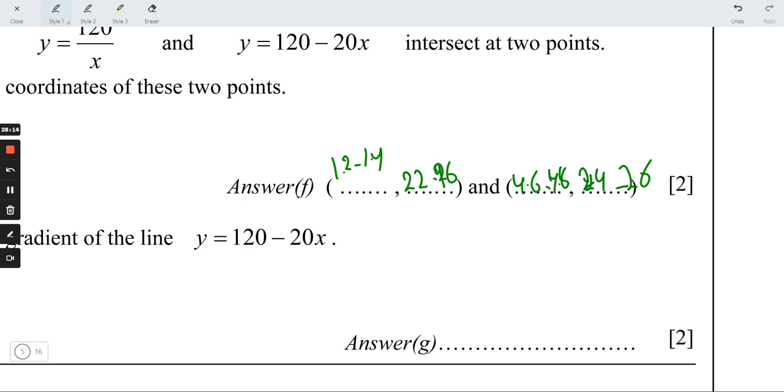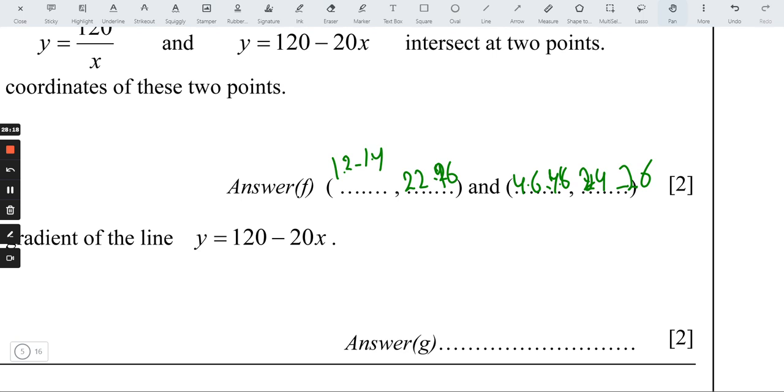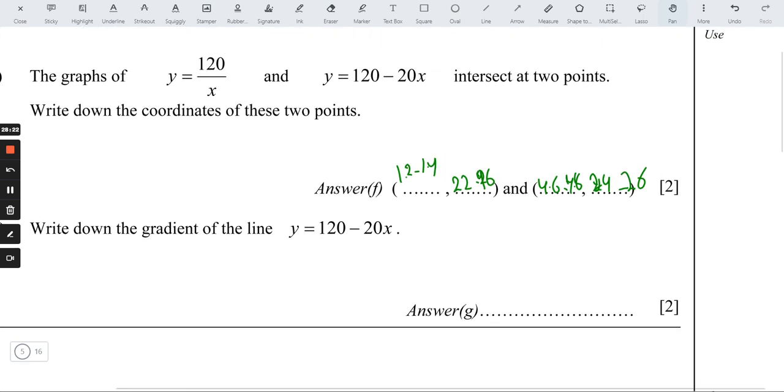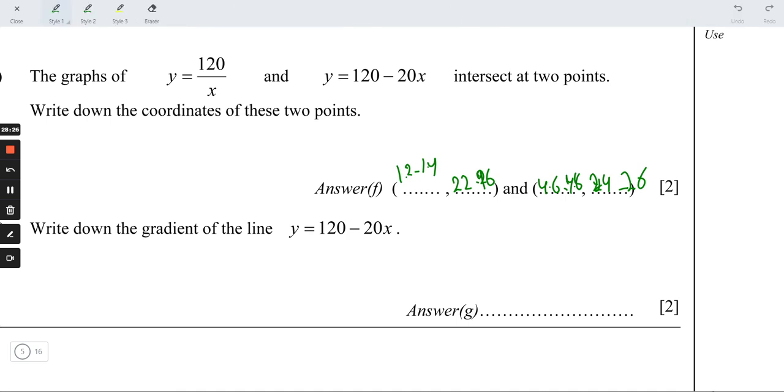Now write down the gradient of the line. The gradient of the line is easy here. We know that the gradient is always linked with the variable x. So here, this is x, and the coefficient of x is minus 20. So this is our gradient: minus 20.